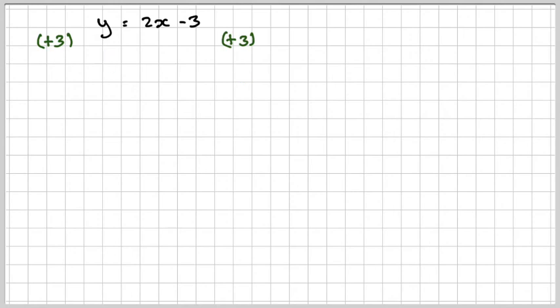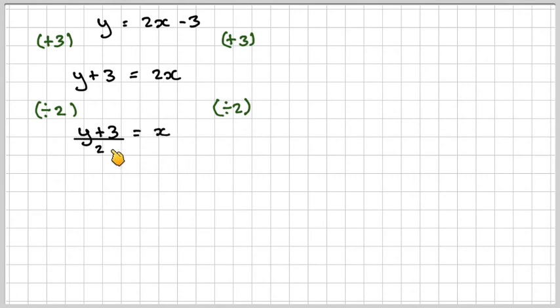So this side will become y plus 3. This side would just become 2x. And then the next thing would be to divide both sides by 2. So dividing by 2 in algebra means this becomes y plus 3 over 2, and this side will become x. So we've now got x is equal to y plus 3 over 2.